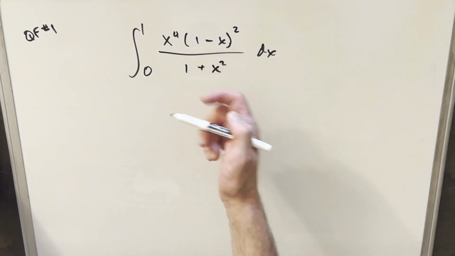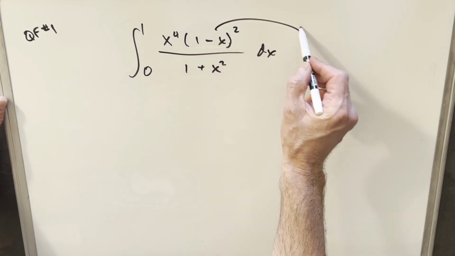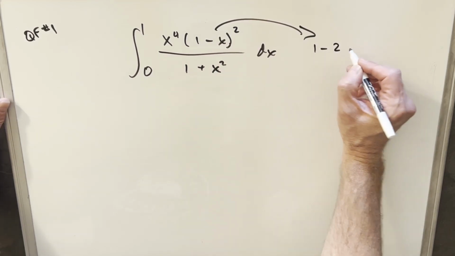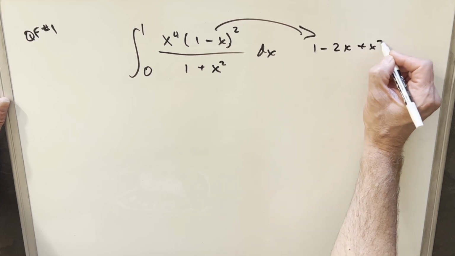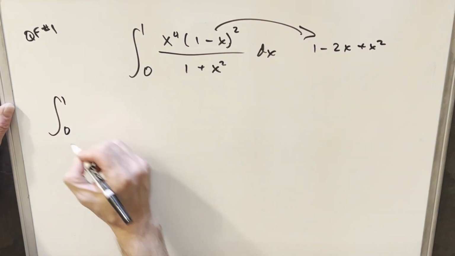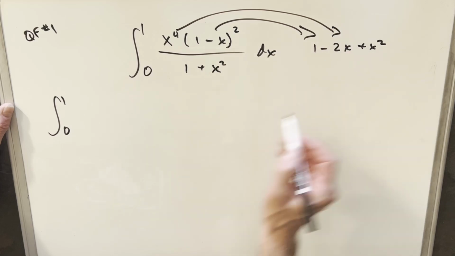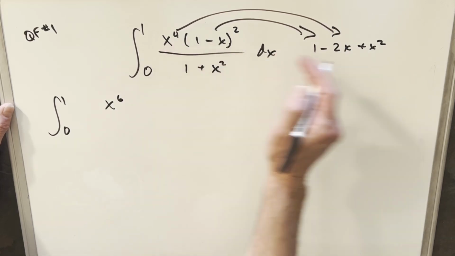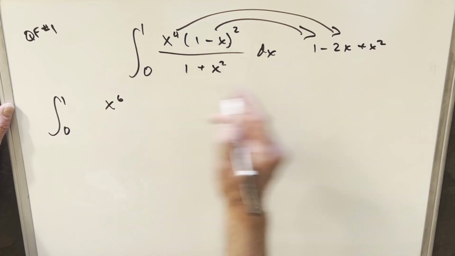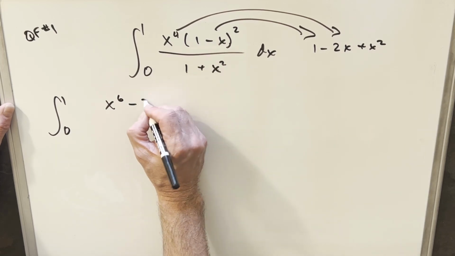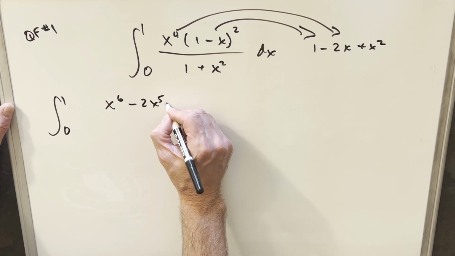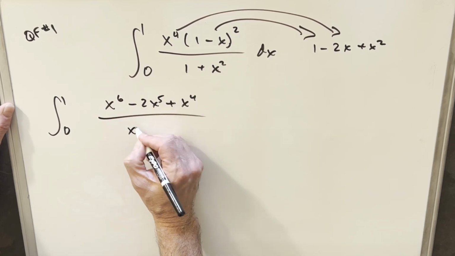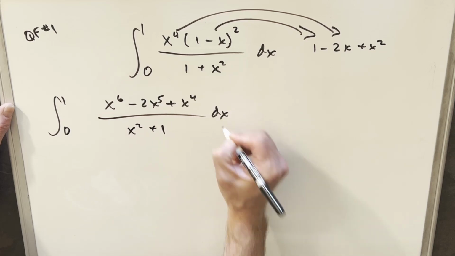Didn't quite know what to do with the numerator, so I'm just going to multiply it out. First, we'll do this piece, and if we multiply that out, we get 1 minus 2x plus x squared. And then to put this back together, I'm going to multiply in this x to the 4th. I'm just going to reverse the order because I feel like it. So x to the 4th times x squared is x to the 6th, minus 2x to the 5th, plus x to the 4th. And then we'll have our x squared plus 1 dx.